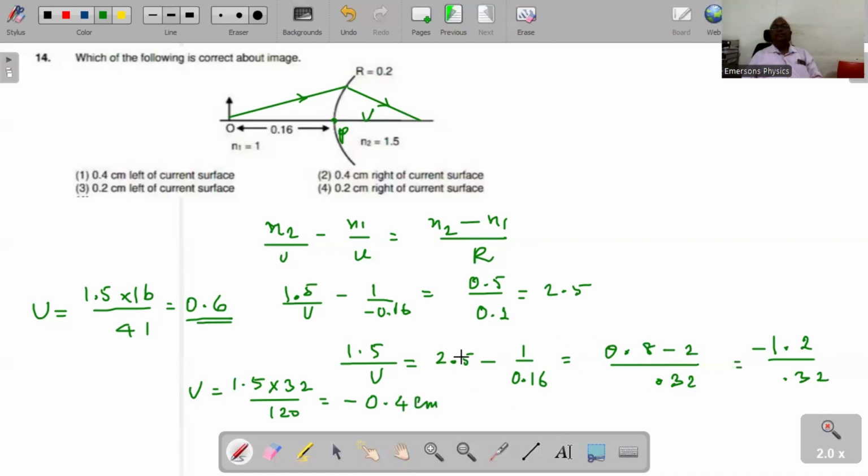This term you can have as pi by 2, and they have calculated pi by 2, and the calculation is made that way. So the answer is 4 centimeter, minus 4 centimeter is coming. So the image is 4 centimeter on the left of the surface. Because this is minus 4, the image will be formed in front. So that will be the answer.